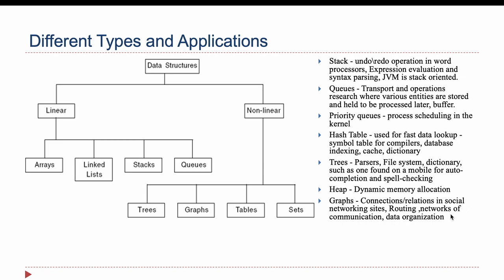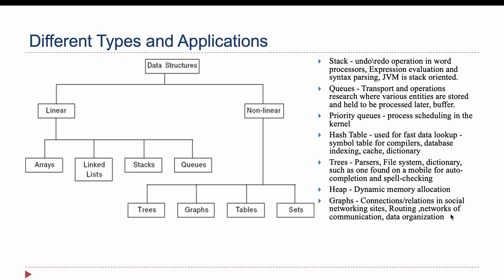Queues are used in transport and operations research where various entities are stored and held to be processed later, such as a buffer. Whereas priority queues are used for process scheduling in the kernel, where the priority of a task determines its order of execution. Hash tables are used for fast data lookup, such as in symbol tables for compilers, database indexing, cache, and dictionaries.